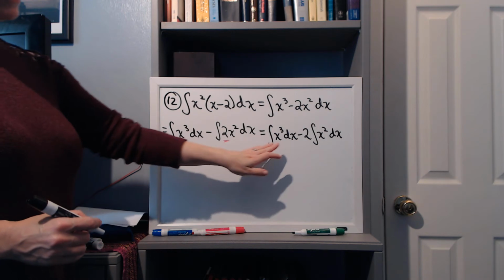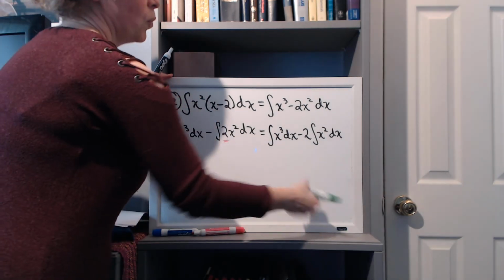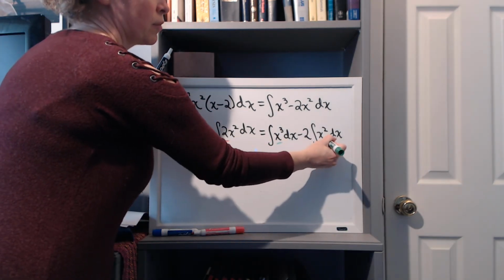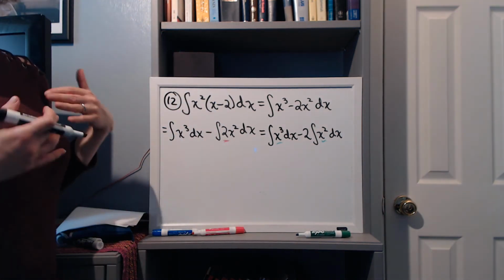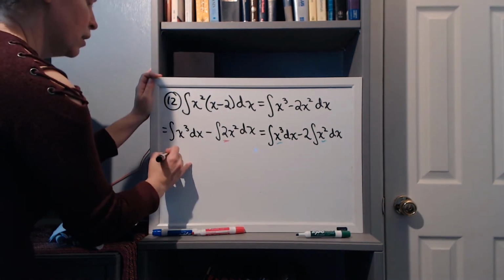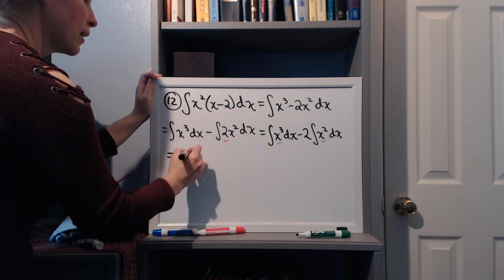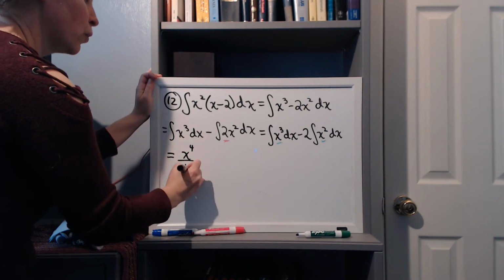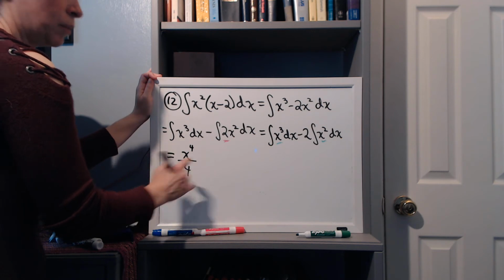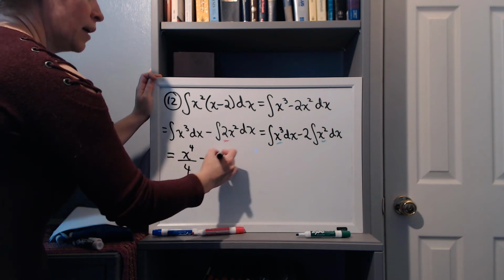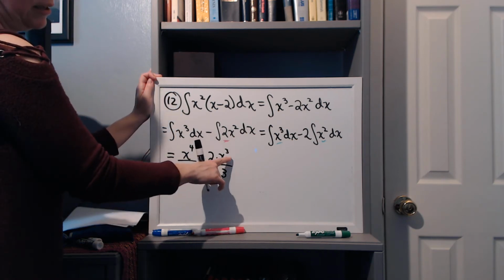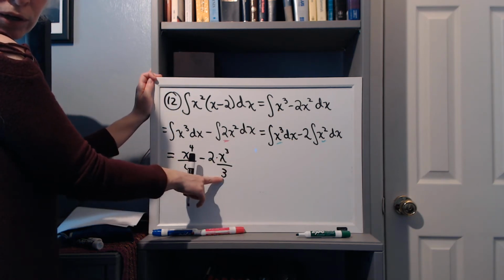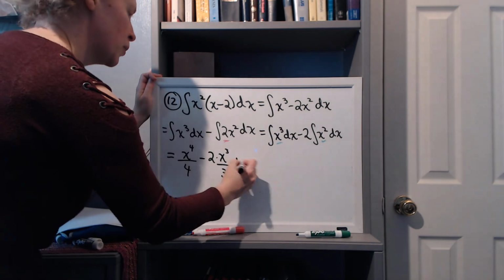And now with that x cubed and x squared as those two integrands that we're looking at, we can use the power rule for antiderivatives directly on those terms. So we're going to get x to the fourth over 4, that's from our 3 plus 1 over 3 plus 1, minus 2 times x to the third over 3, so that's our 2 plus 1 over 2 plus 1, plus c.